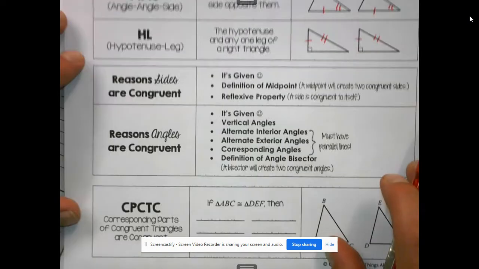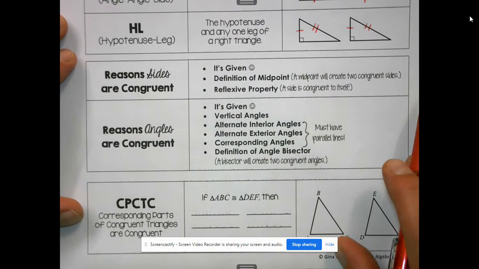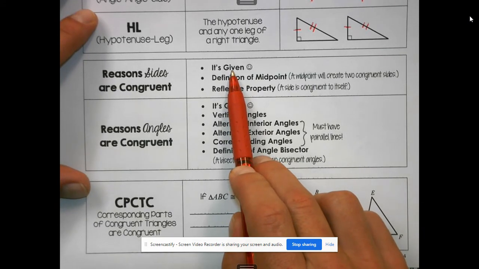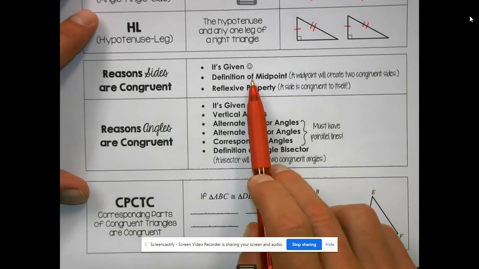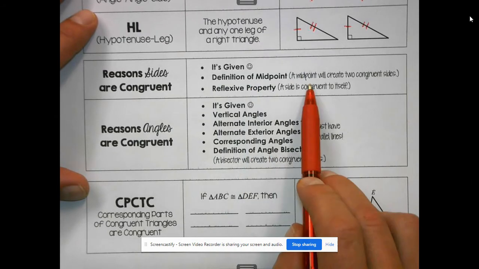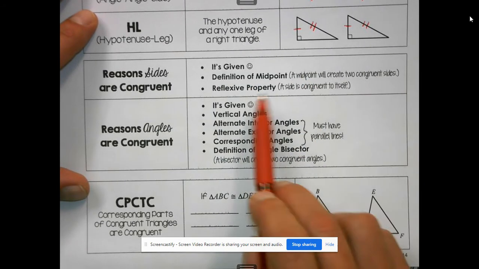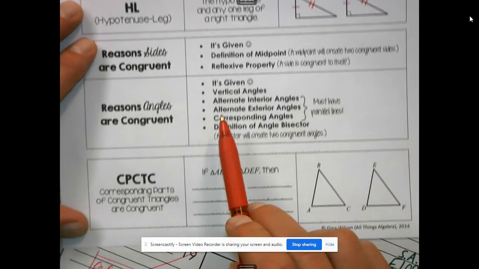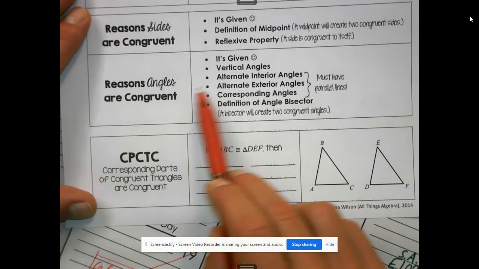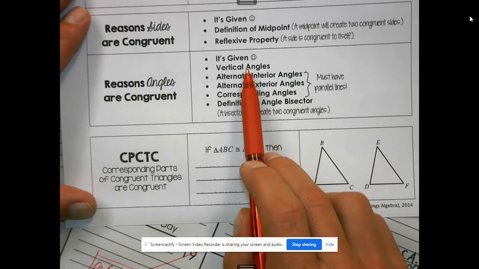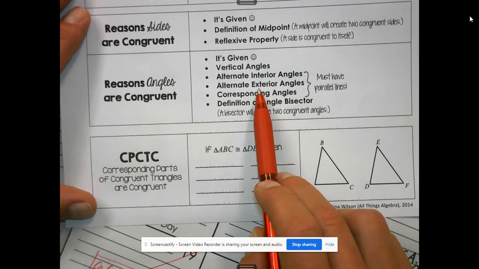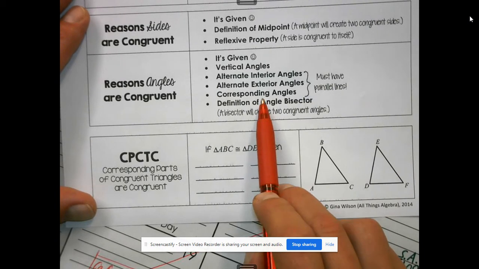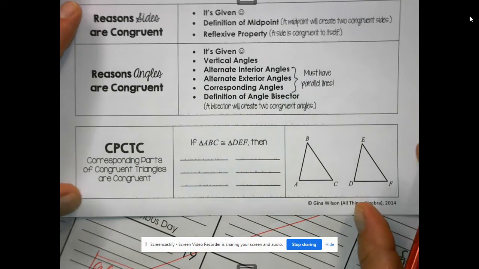The next section gives you some reasons that we're going to use to prove the triangles' congruence. It's givens, that's always your first one, and for any other givens throughout the proof. Definition of midpoint. Just remember the midpoint creates 2 congruent sides. Reflexive property, a side is congruent to itself. And some reasons for the angles. These should all be familiar. You have given, vertical, alternate interior, alternate exterior, corresponding, and definition of angle bisector. All of those were from chapter 2 a few weeks ago.